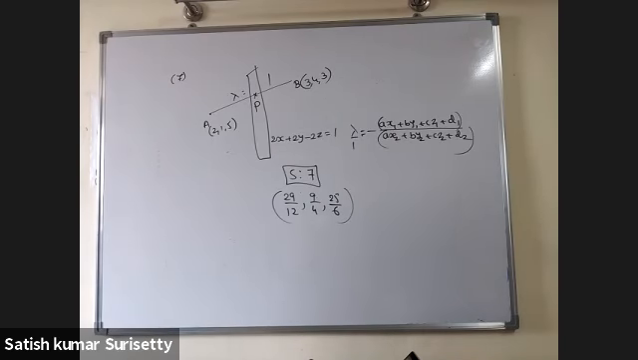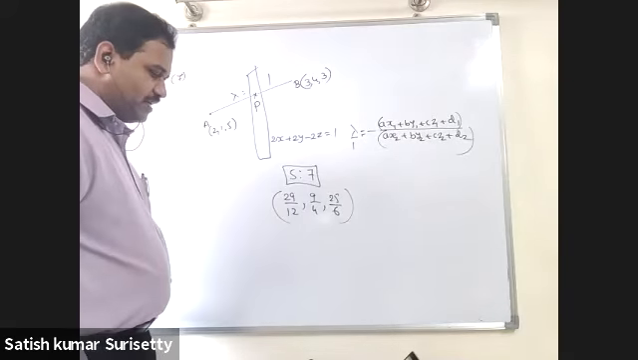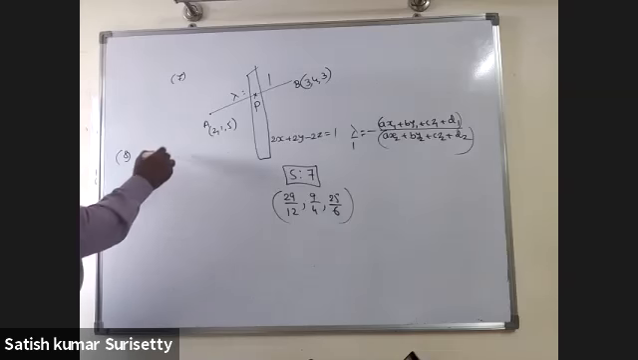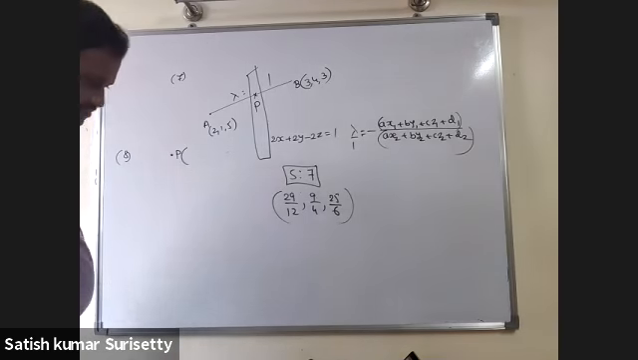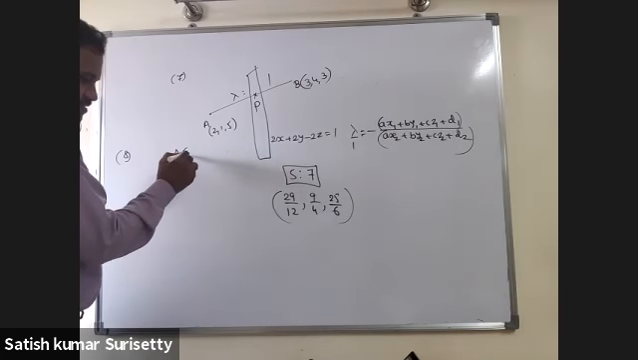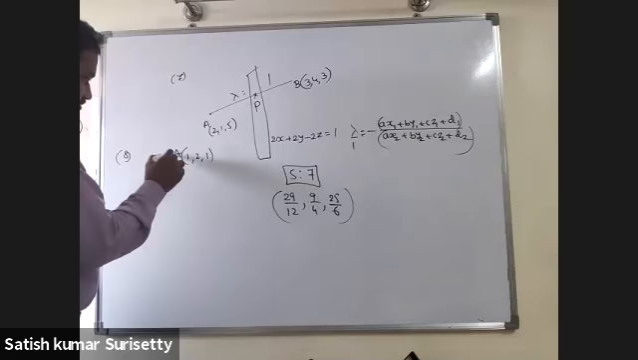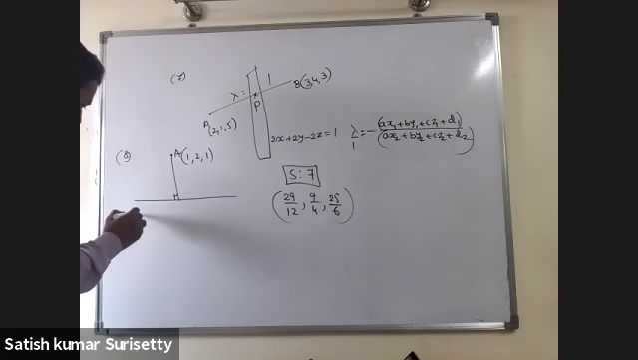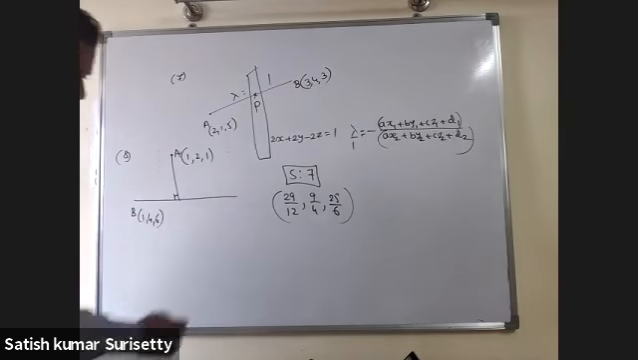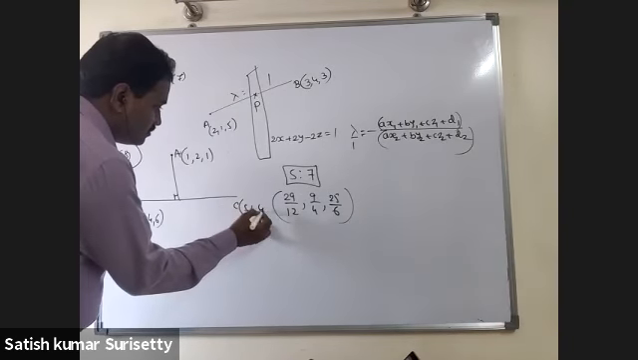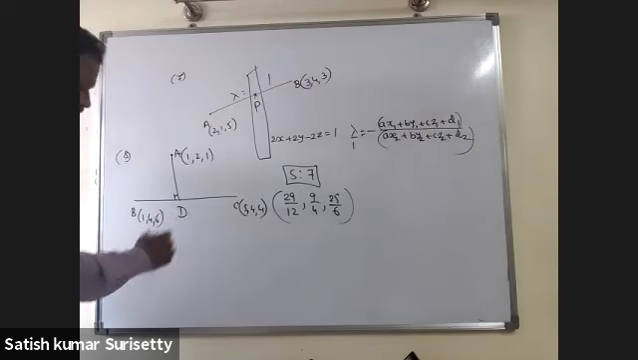Yes, sir. Next. Find the coordinates of the foot of the perpendicular drawn from the point A (1, 2, 1) to the line joining B (1, 4, 6) and C. What are the coordinates of C? 5, 4, 4. Now, let us take D as the foot of the perpendicular.